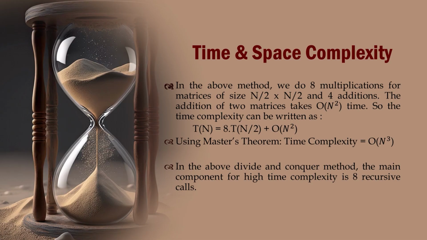So, using the master theorem, what will be the time complexity? n to the power log a base b, that is log 8 base 2, that is n to the power 3, and here f(n) equals order of n square. So, the time complexity is overall order of n cube.